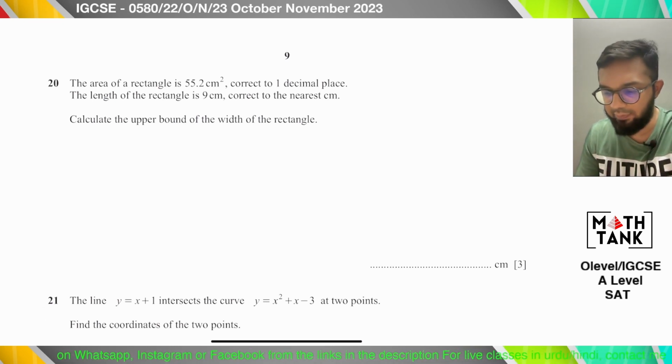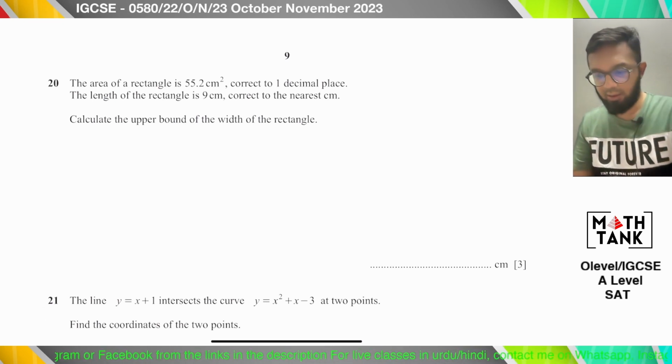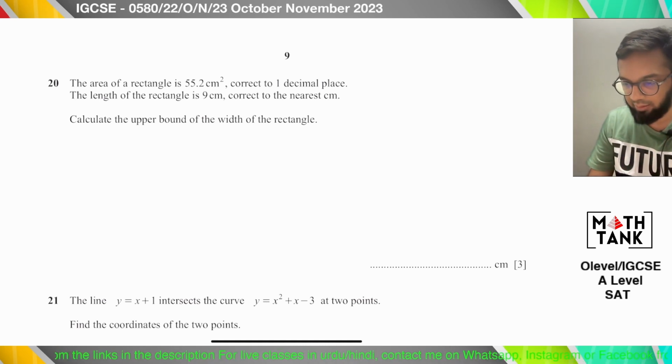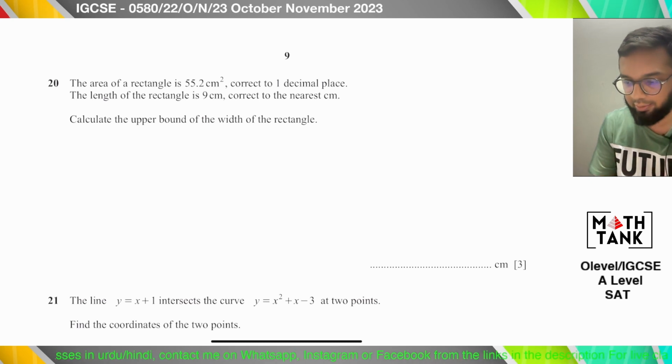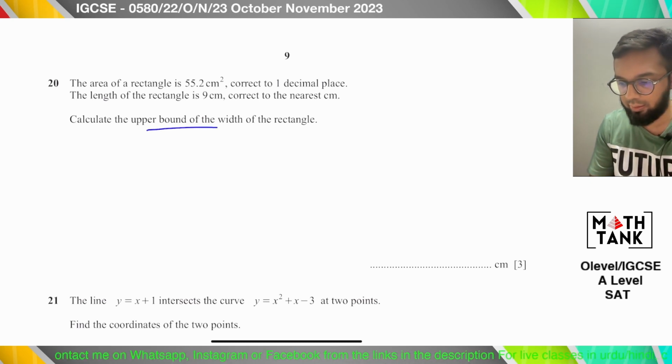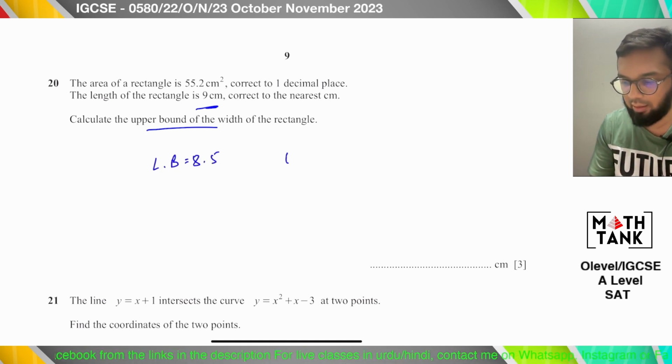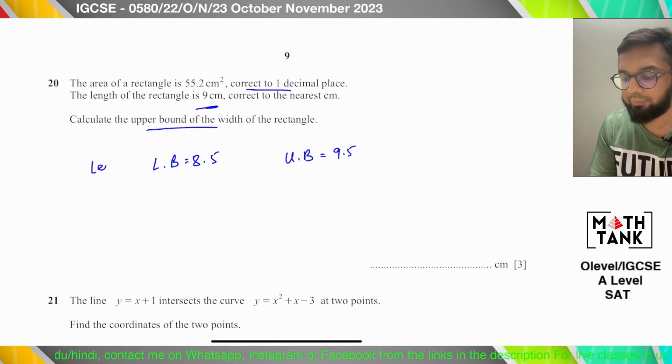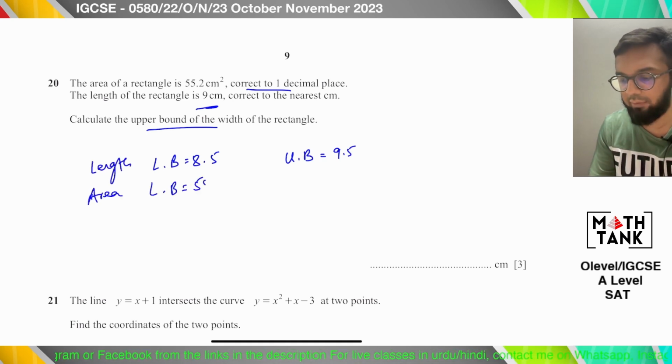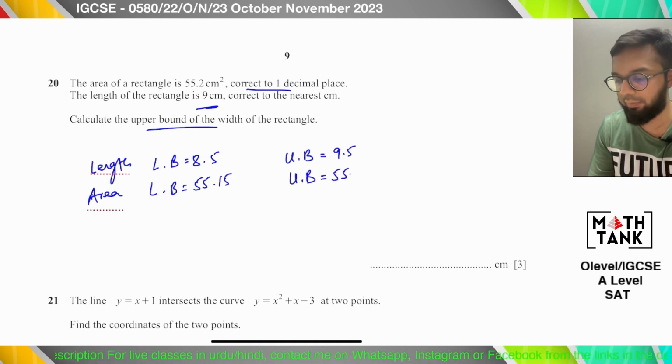The area of a rectangle is 55.2 centimeters squared, correct to one decimal place. The length of the rectangle is 9 centimeters, correct to the nearest centimeter. Calculate the upper bound of the width. So the length has a lower bound of 8.5 and an upper bound of 9.5. And the area is correct to one decimal place, so the area has a lower bound of 55.15 and upper bound of 55.25.